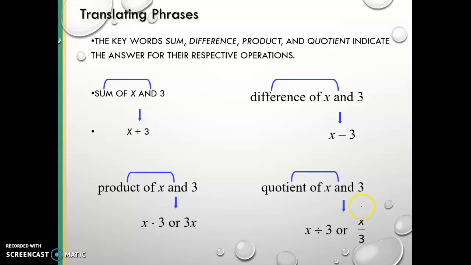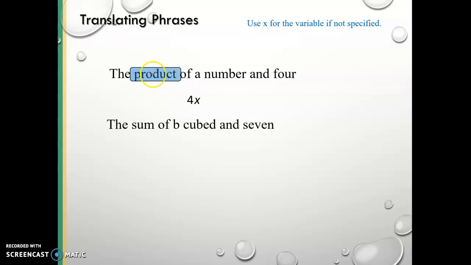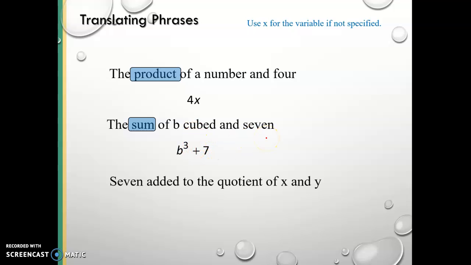So x over 3. So we have here the product of a number and 4. So a number, product is multiplication. So a number is represented as x and 4. So the product of a number and 4 is 4x. The sum of b cubed and 7. So sum, that means add, right? Add. So b cubed, so plus 7.